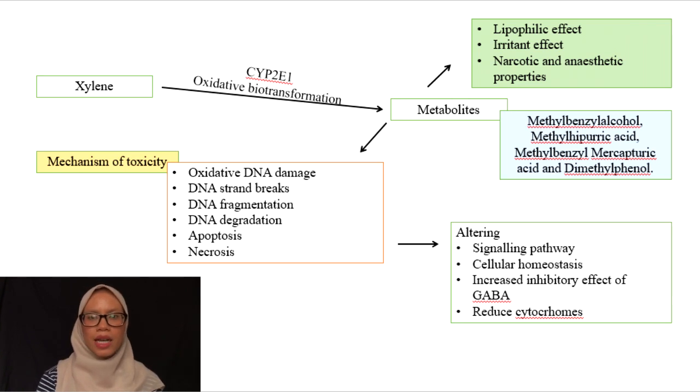These metabolites give a toxic effect to humans through mechanisms of toxicity, which are oxidative DNA damage, DNA fragmentation, DNA degradation, DNA strand break, necrosis, and apoptosis. When the mechanism of toxicity happens, it alters the signaling pathway and cellular homeostasis, increases the inhibition effect of GABA, and also decreases the cytochrome.